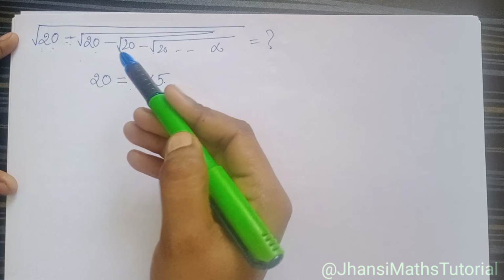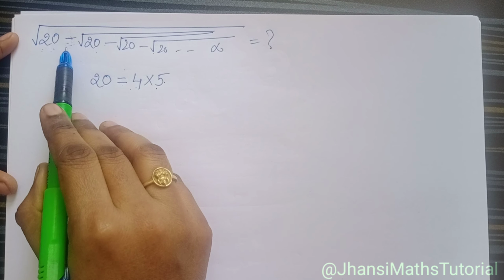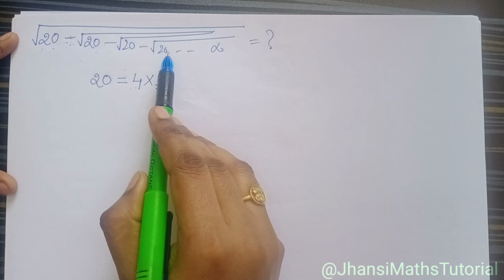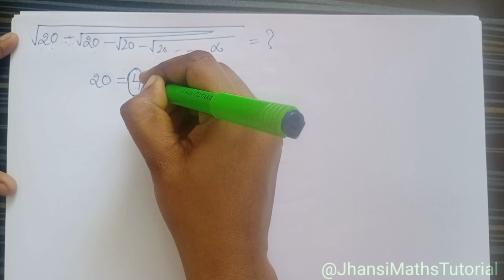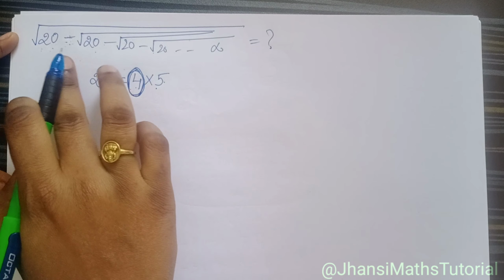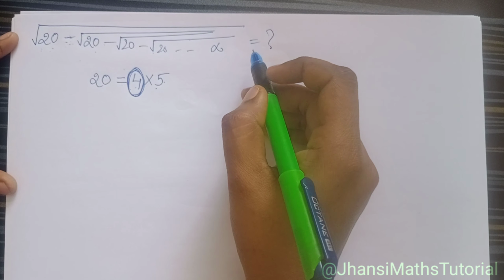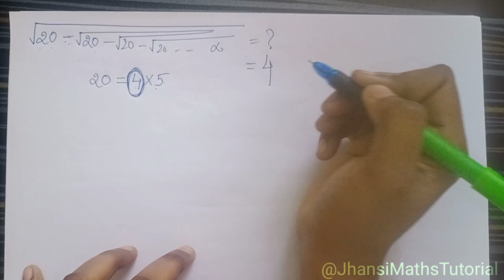And the second step is we should consider the sign. What is the sign given here? Minus. The sign given here is minus. If the sign is minus, consider the least number as the answer. Consider the least number as the answer. So for this question undoubtedly the answer is 4.